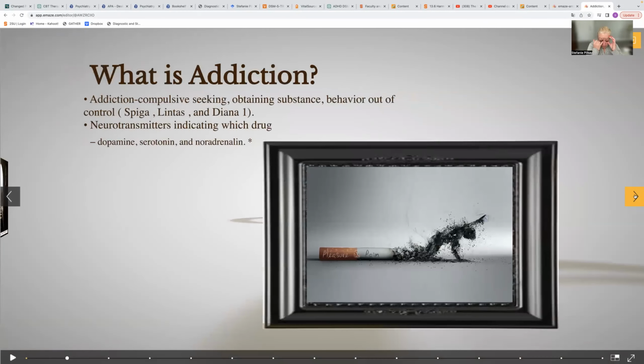So first, what is addiction? Addiction is defined as compulsive seeking, obtaining substance behavior that is out of control. And research has indicated that neurotransmitters indicate which drug an individual is susceptible to develop an addiction to. The three main neurotransmitters involved in this are dopamine, serotonin, and noradrenaline, also known as norepinephrine.